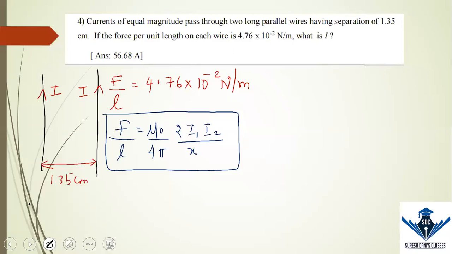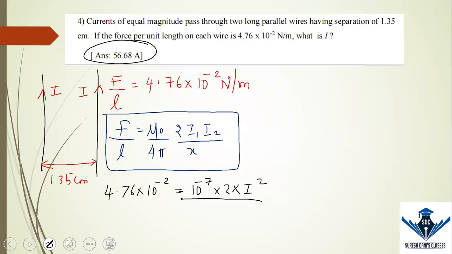Yeah, so let's check the calculation. No, the answer is correct, beta. As the answer is given here, this answer you should get. F upon L is 4.76 into 10 to the power minus 2. This is equal to mu naught upon 4 pi, which is 10 to the power minus 7, into 2, into I1 I2. Both currents are the same, so we can write I squared, upon the separation given, which is 1.35 into 10 to the power minus 2.